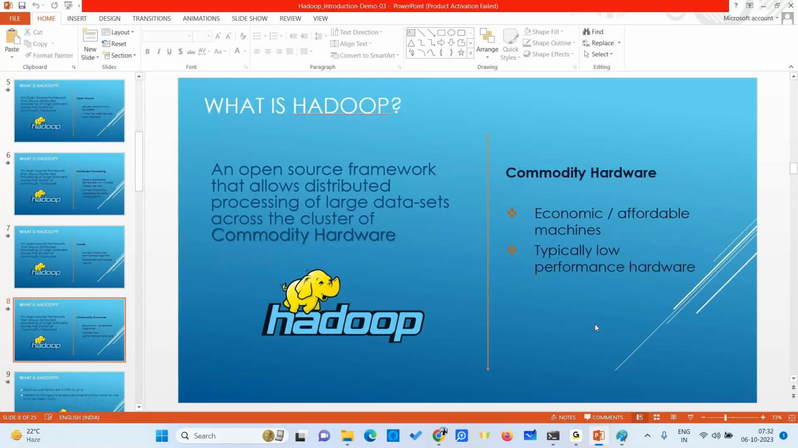And then commodity hardware means economic and affordable machines, typically low performance hardware. So we can use that low performance hardware because the data is distributed in small chunks, data parts. So it's very easy to process small sets of data instead of processing big data at a time. So earlier that was the problem with the data warehouses. But now that limitation is overcome with this Hadoop file system and the MapReduce processing framework.